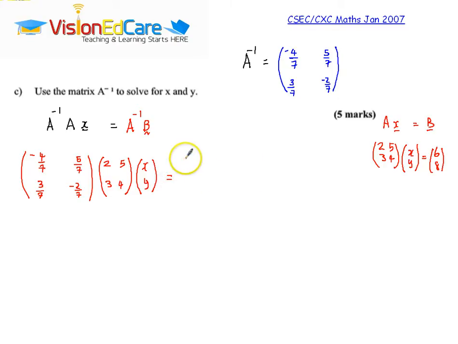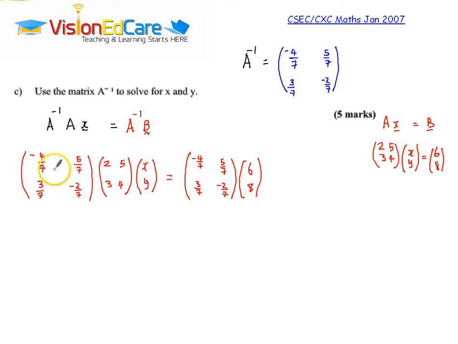On the right hand side, we're going to have A inverse times B. So A inverse here is minus 4 over 7, 3 over 7, 5 over 7, times B, which is 6, 8.